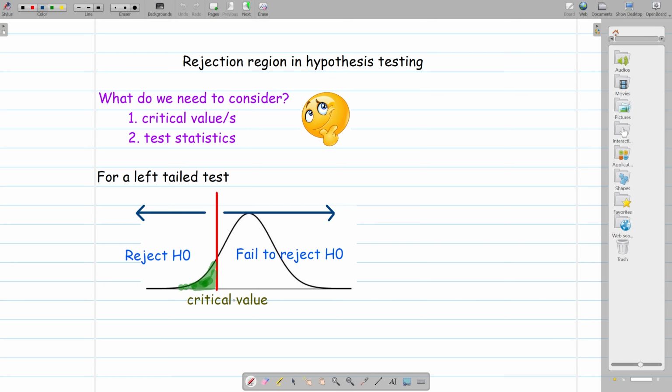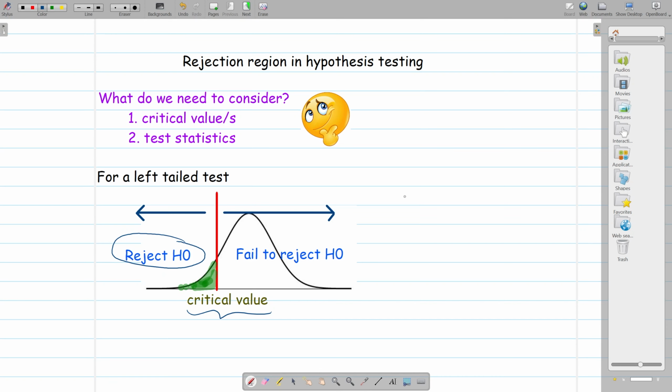Think that we are having a test that is a left tail test. Then you know that your critical value will be somewhere here, right? Then the area left to that critical value becomes the rejection region of H naught. You know that H naught is the null hypothesis, right? And the area right to that critical value becomes the fail to reject H naught region.